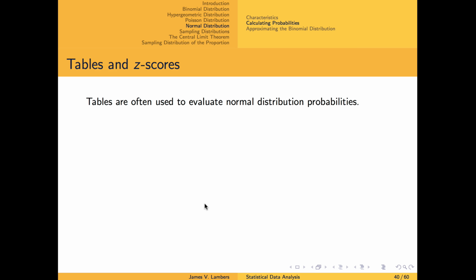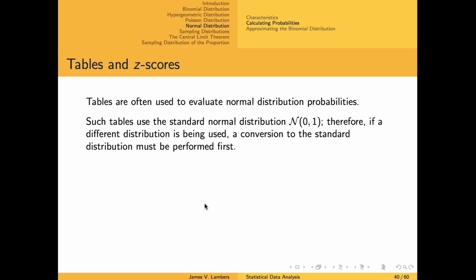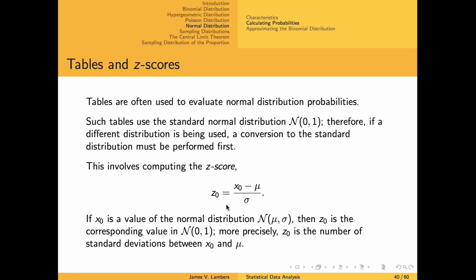For the standard normal distribution, this troublesome integral has been evaluated numerically for various values of x naught, and the results made available in tables, such as those that you can find in any statistics textbook. This means that if we have a random variable X that follows a normal distribution with a mean mu and standard deviation sigma, then in order to compute the probability that X is less than or equal to x naught, we must shift and scale x naught to map it to the standard normal distribution. The result of this shifting and scaling is the z-score, z naught, which is the number of standard deviations between x naught and mu.